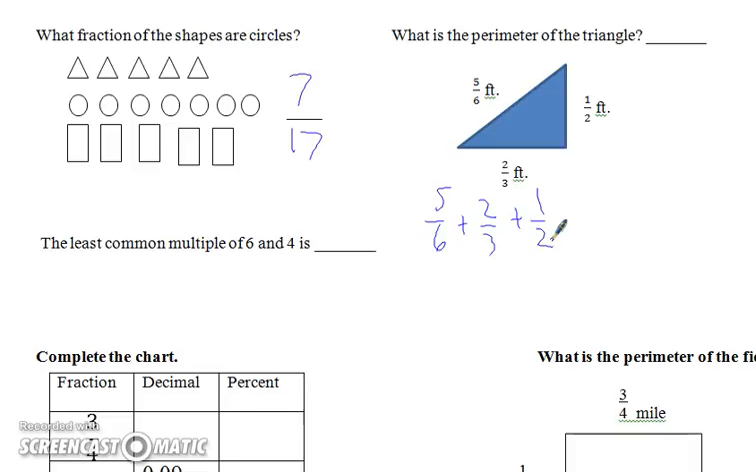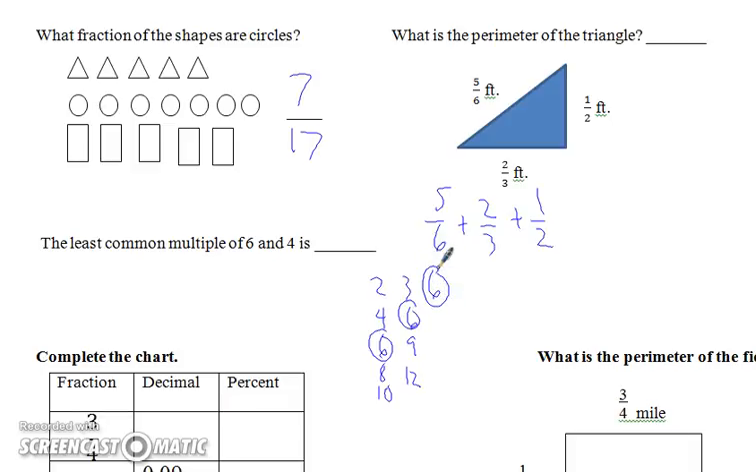So I'm just going to count by 2's. 2, 4, 6, 8, 10. Count by 3's. 3, 6, 9, 12. Count by 6's. 6. Oh, and I already have one right there. The lowest common multiple is going to be a 6.